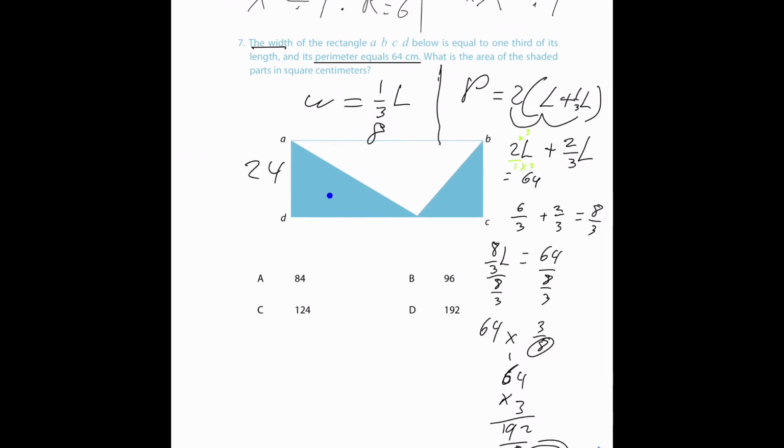Okay, so now we're looking for this, right? Basically what we're going to do is take the area of the whole rectangle and subtract the non-shaded area, because it's the easier one to find its area. All right, so what's the area of the whole thing? It is 24 by 8.